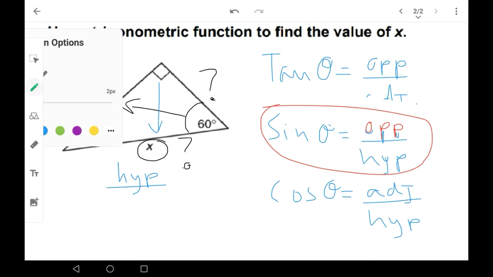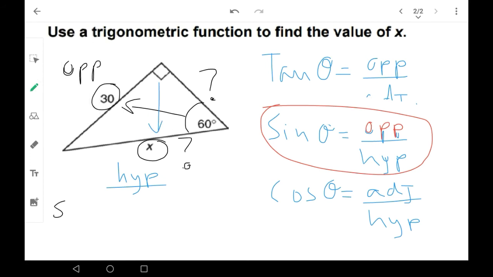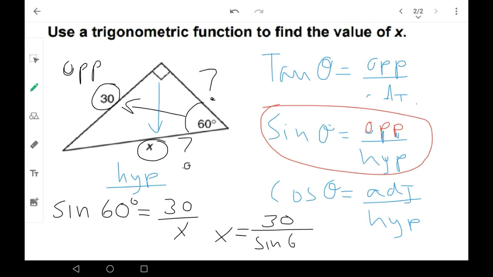So that means that at the end I will have sine of 60 degrees, because remember that I know the angle, sorry, this is 60 degrees, right? Sine of 60 degrees equals what? Equals opposite, that is 30, over the hypotenuse, that is the x that I don't know. So what I have to do now is to move the x that is dividing to multiply, and then the sine move it to divide. So I will have that the x equals 30 divided by sine of 60 degrees.